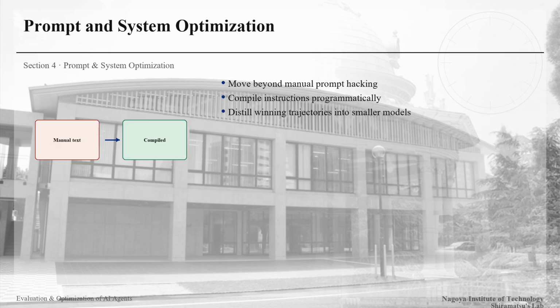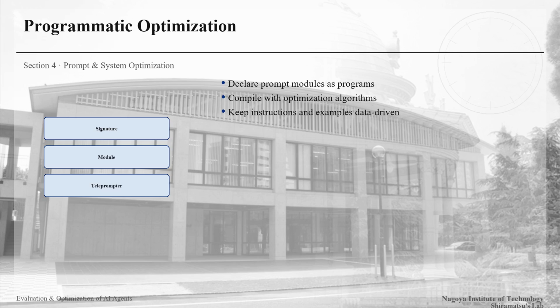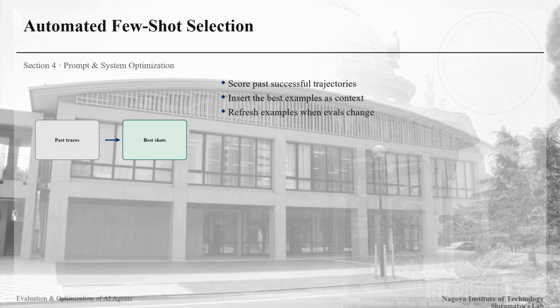Section 4 covers prompt and system optimization with programmatic compilers such as DSPy. Handcrafted spaghetti prompts break when models or schemas change, so manual tuning does not scale. Frameworks such as DSPy treat prompts as declarative modules that can be compiled and optimized. Optimizers can select high-performing past trajectories as dynamic few-shot examples.